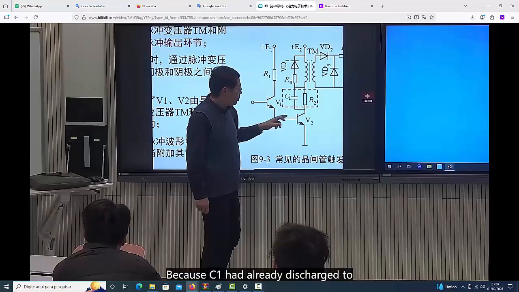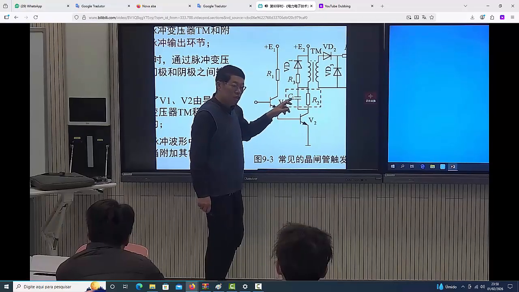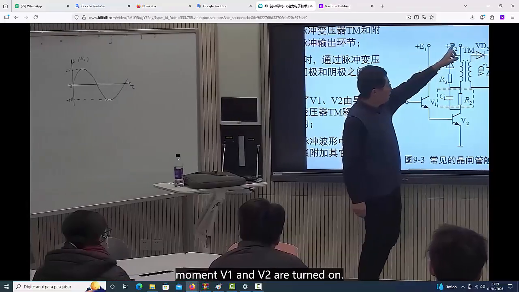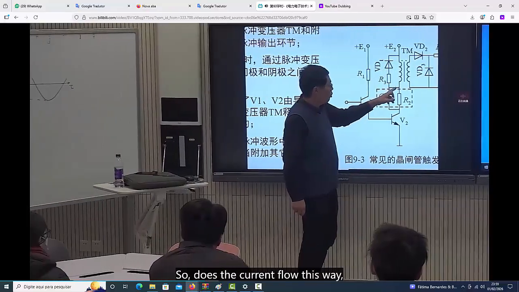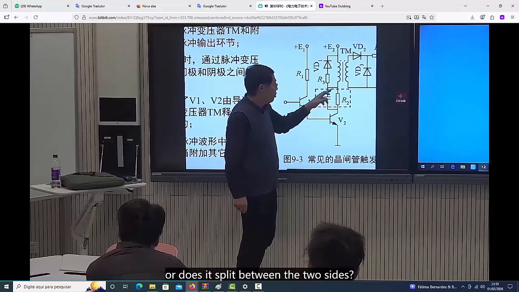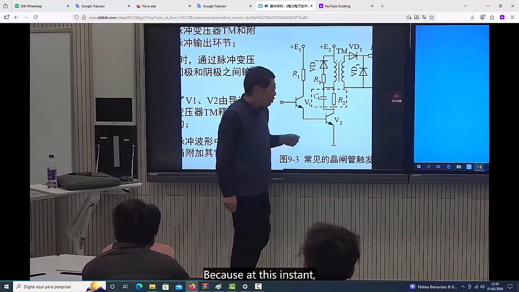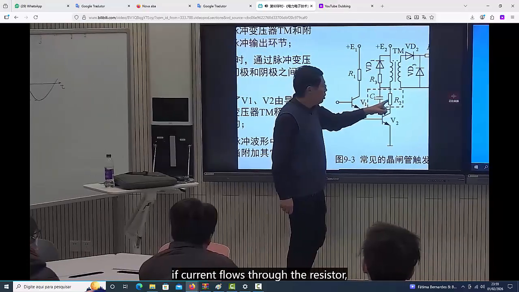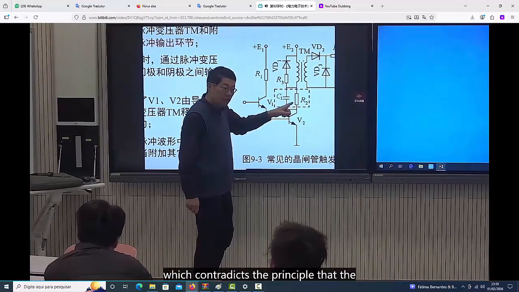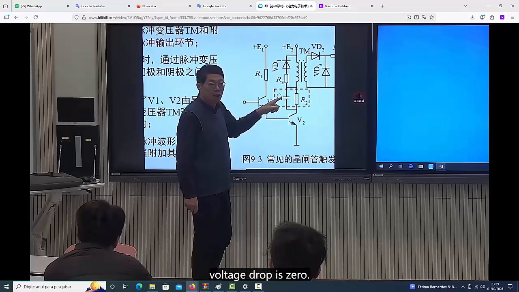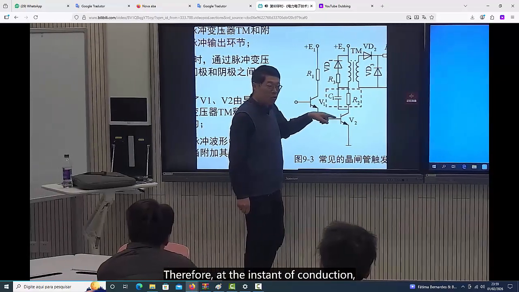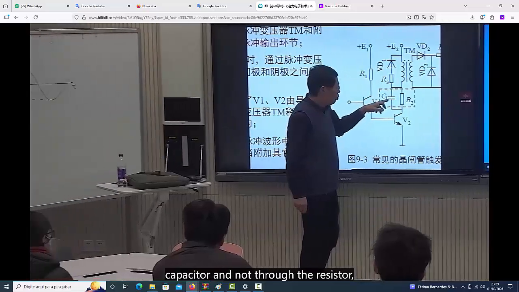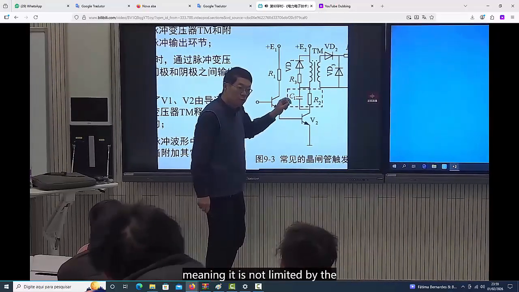Because C1 had already discharged to 0 volts before V1 and V2 were turned on, and the voltage across its terminals was 0, you see that the current flows down the moment V1 and V2 are turned on. So does the current flow this way, or does it split between the two sides? Because at this instant, the voltage across C is 0. Therefore, if current flows through the resistor, a voltage drop will occur, which contradicts the principle that the voltage drop is 0. Therefore, at the instant of conduction, the current flows only through the capacitor, and not through the resistor, meaning it is not limited by the resistor.